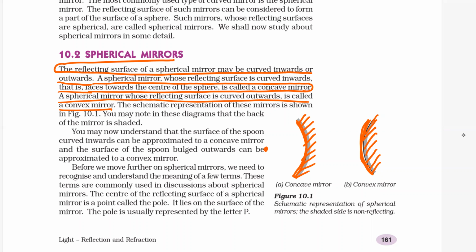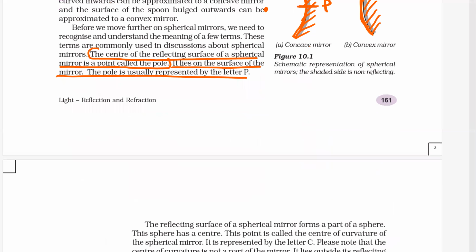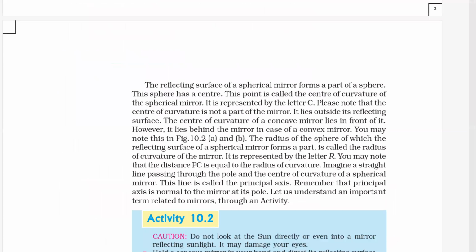The terms which are commonly used here: the center of the reflecting surface of the spherical mirror is a point called the pole. अब यहाँ पे एक पॉइंट होगा, इसको पोल बोलते हैं. जो स्फेरिकल मिरर है उसका सेंटर है वो पोल होगा. It lies on the surface of the mirror. Pole is usually represented by the letter P. Then everybody should underline what I am underlining in the book.